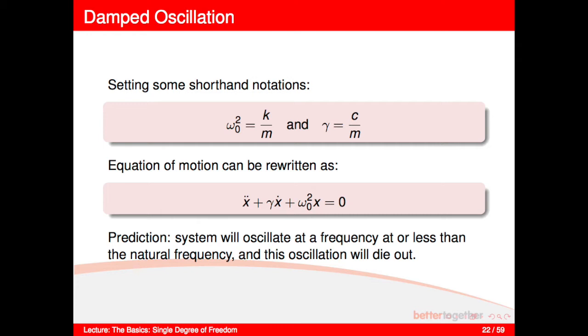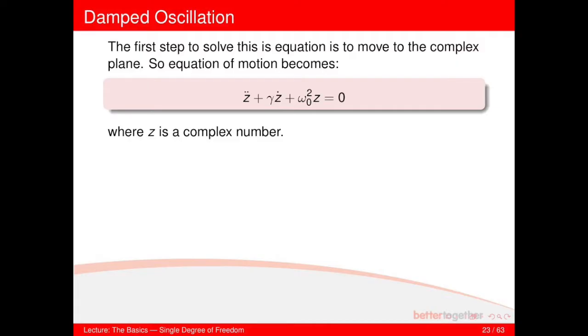And this is an example where the complex plane will help solve this problem. We're actually going to use it in a couple of places. So we're going to move to the complex plane. We're going to replace x with a complex number, and I've called that complex number z. So we've just stuck z in where we had x.